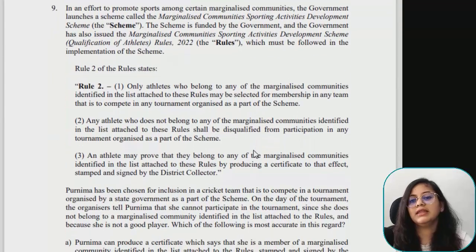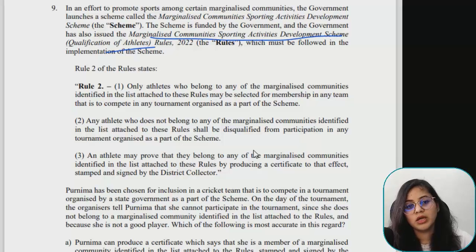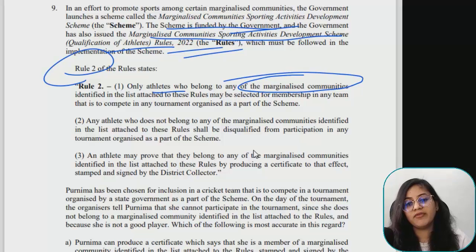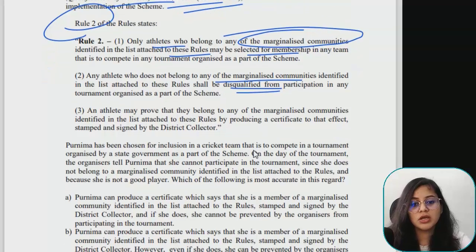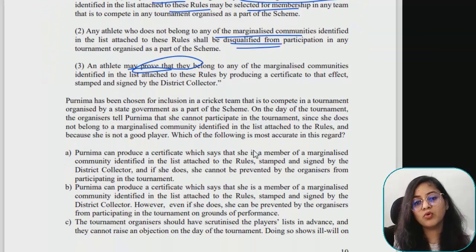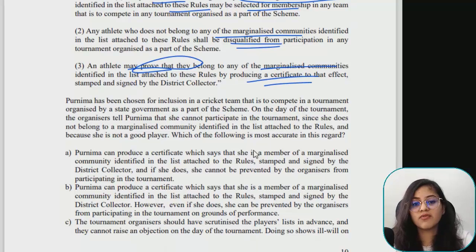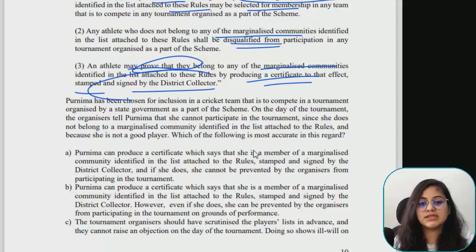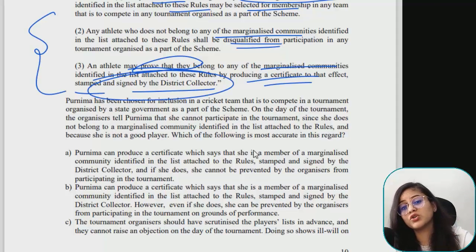Now coming on to question number 9, this is your legal reasoning. Here what they've said is that in order to promote sports, a scheme has been launched for marginalized communities. This is the rule. The government has launched certain rules. What are the rules? What does Rule 2 say? It says only athletes who belong to marginalized communities identified in the rules may be selected as the member of the team. Then second, those who are not from a marginalized community will be disqualified from participation. And third, you can prove that you belong to a marginalized community by producing a certificate to that effect, which is to be signed and stamped by DC. So these are the three rules. These are the laws that you have to stick to.